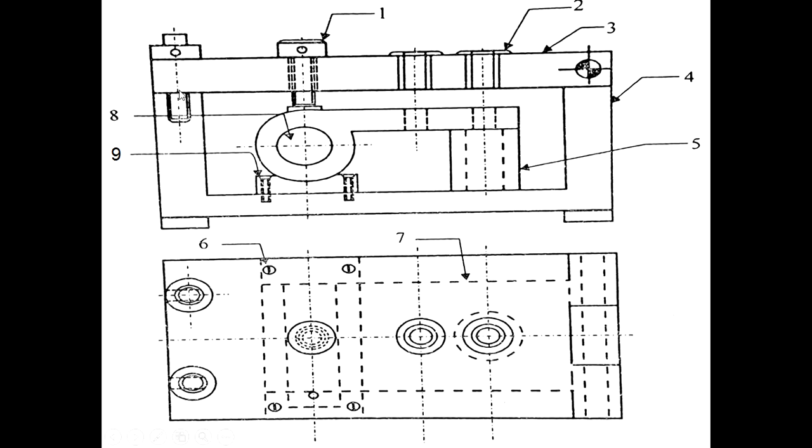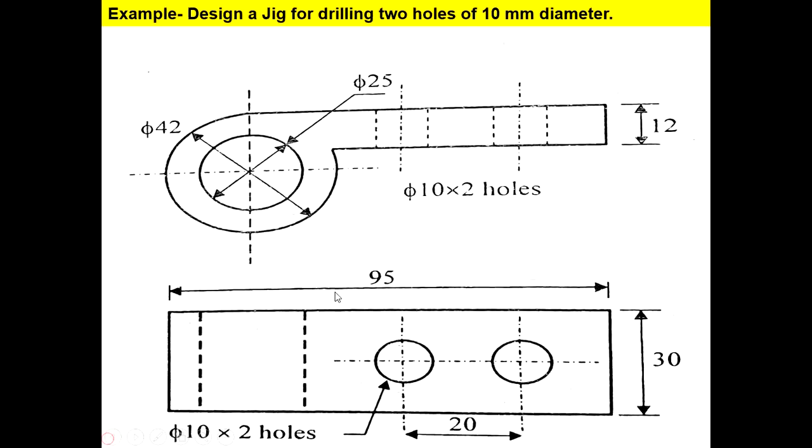Now the same assembly is shown in the top view also. You can see this is the front view of the assembly, and this one is the top view of the assembly. So what we can see in this way, the drilling of the hole will be very accurate. We can use it for mass production, and we can use it for increasing the productivity also for drilling of the holes. So this is how we can design a simple jig for this component.